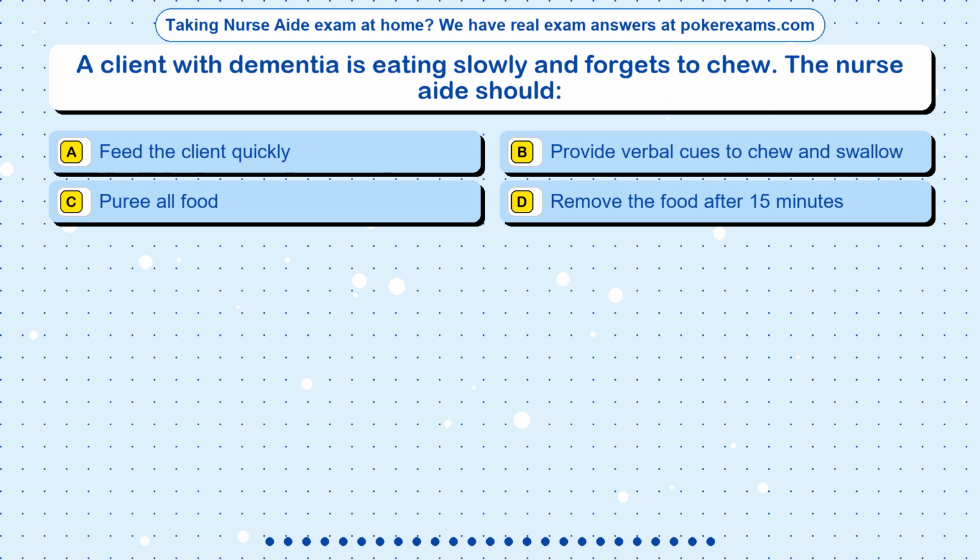Question 2. A client with dementia is eating slowly and forgets to chew. The nurse aide should: Option A. Feed the client quickly. Option B. Provide verbal cues to chew and swallow. Option C. Puree all food. Option D. Remove the food after 15 minutes.